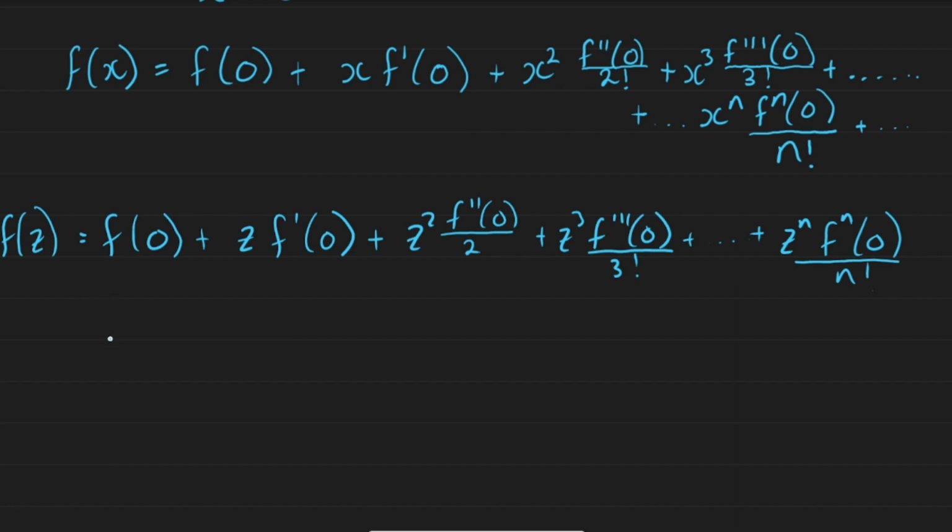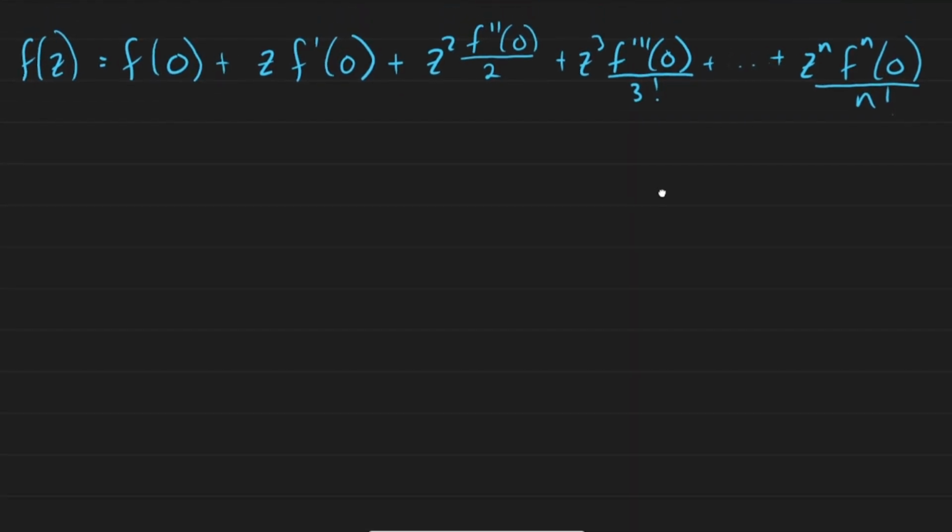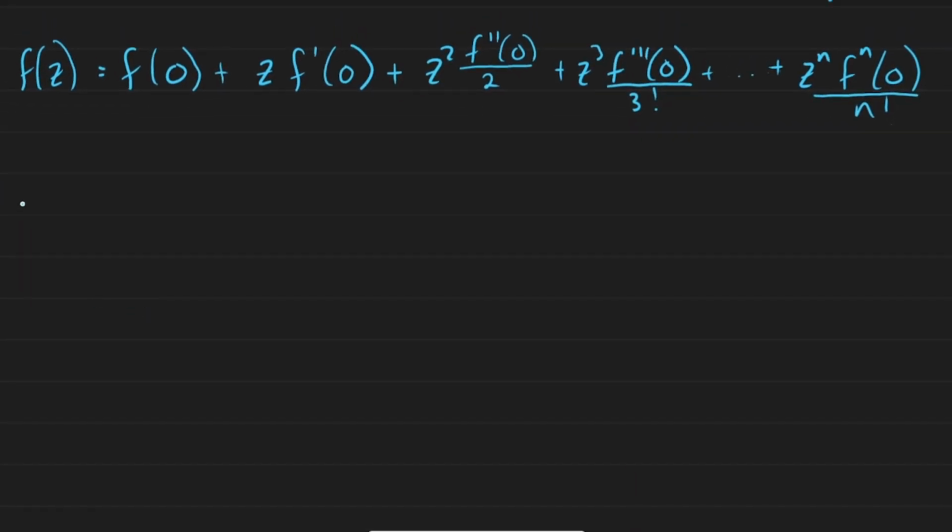So just to do this for a simple example, we could have a function. Let's just say f of z is equal to 1 minus z, to the power minus 1. So we want to expand out this function in terms of the Maclaurin series, and the way we would do that is by now computing these various terms.